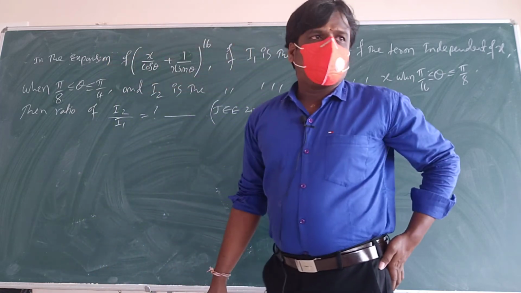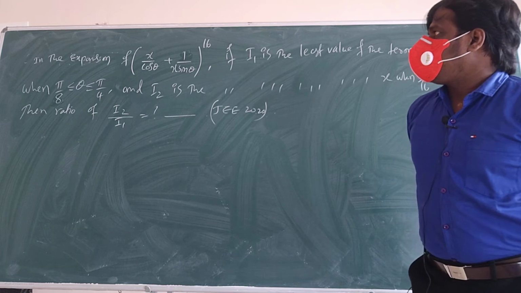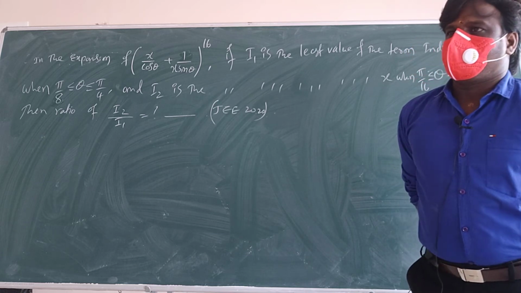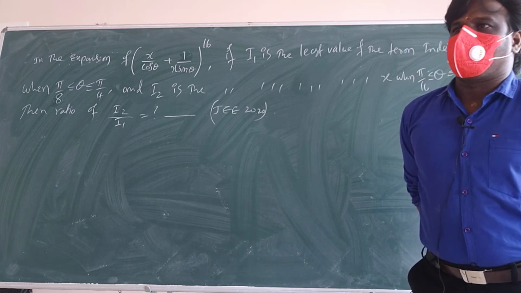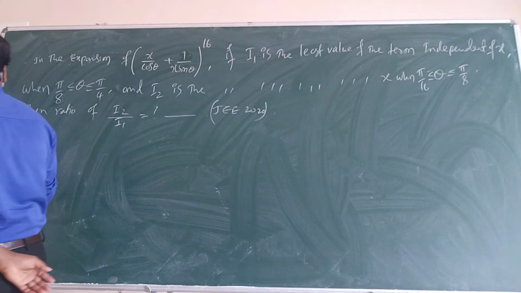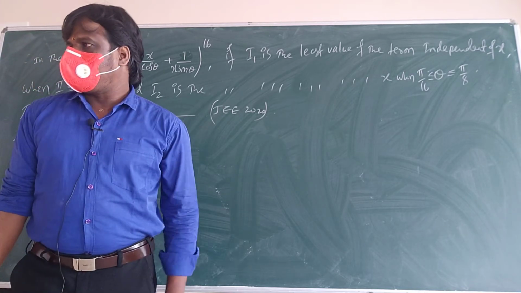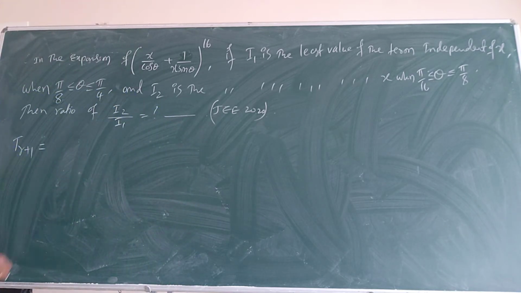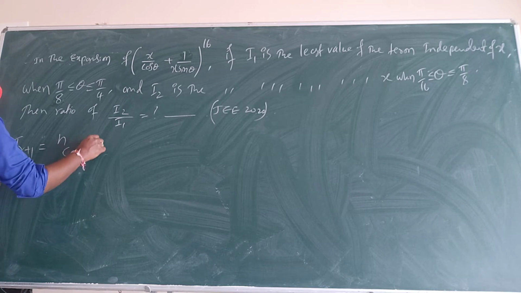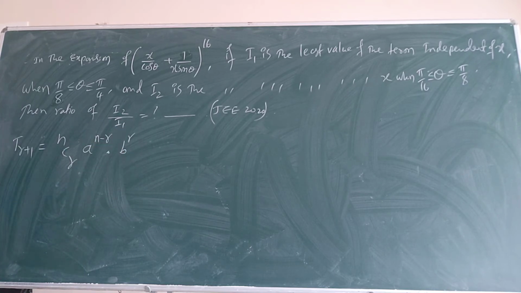Okay, so let us find. So what do we do here? Independent term. Let us take the general term, that is T(r+1). T(r+1) is the independent term, right? So how do we write it here? nCr, a to the power of n minus r into b to the power of r.